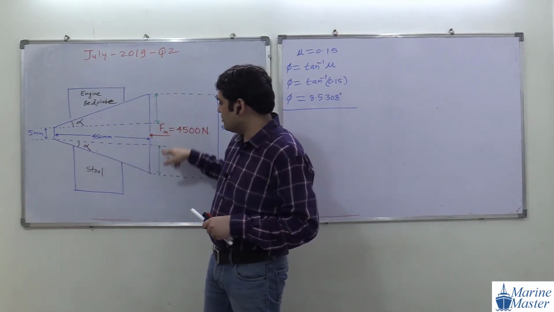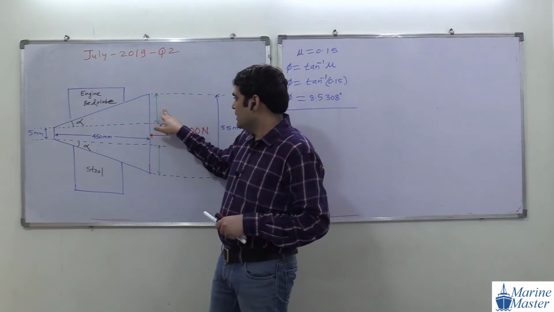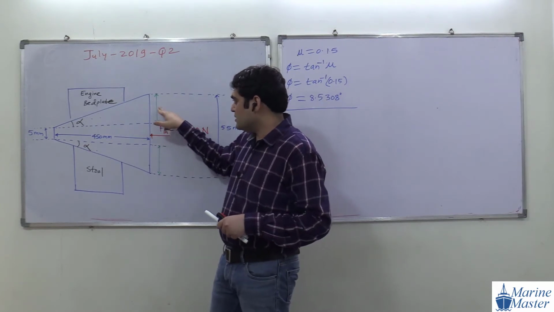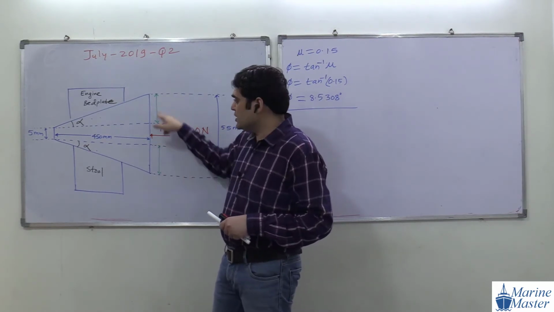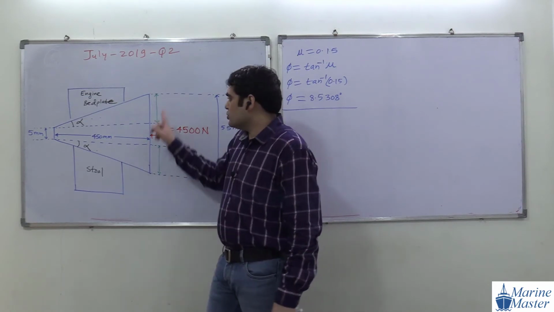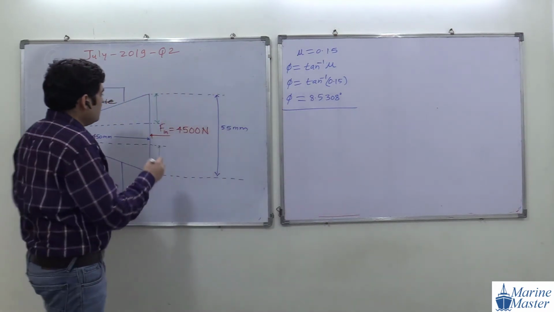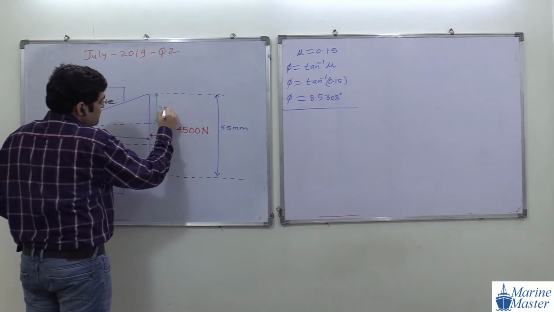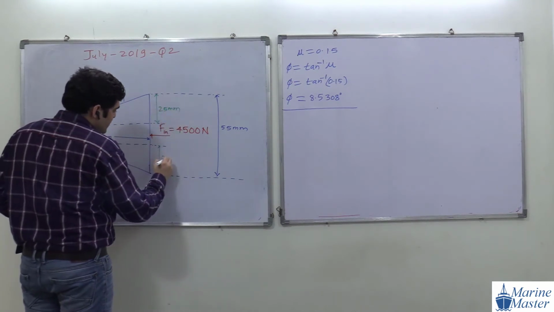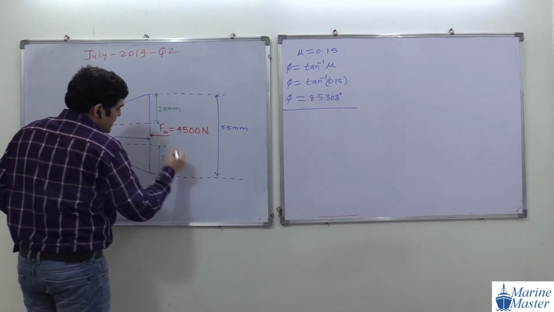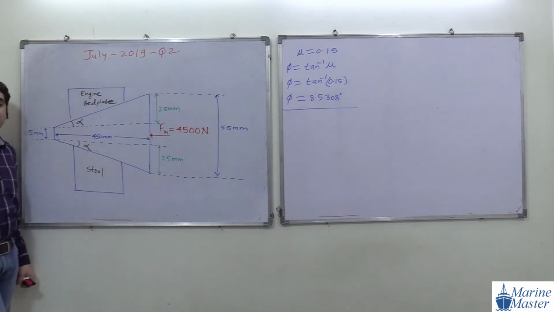So the summation of these two distances will be 50. This one plus this one is 50. So this will become 25 mm, and this will also become 25 mm. Any doubt in this 25 mm?